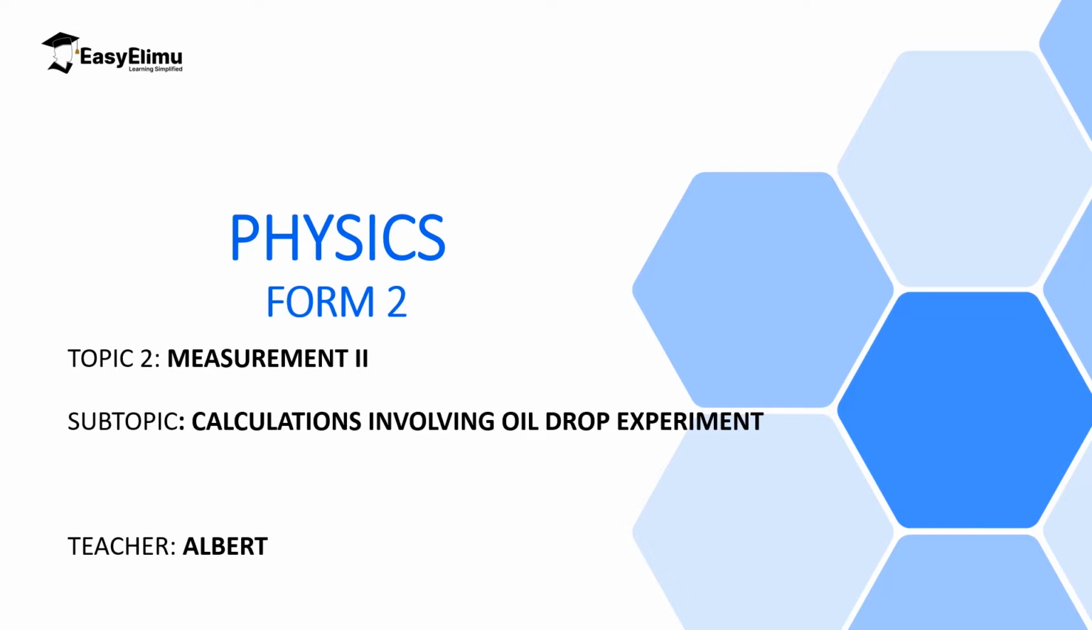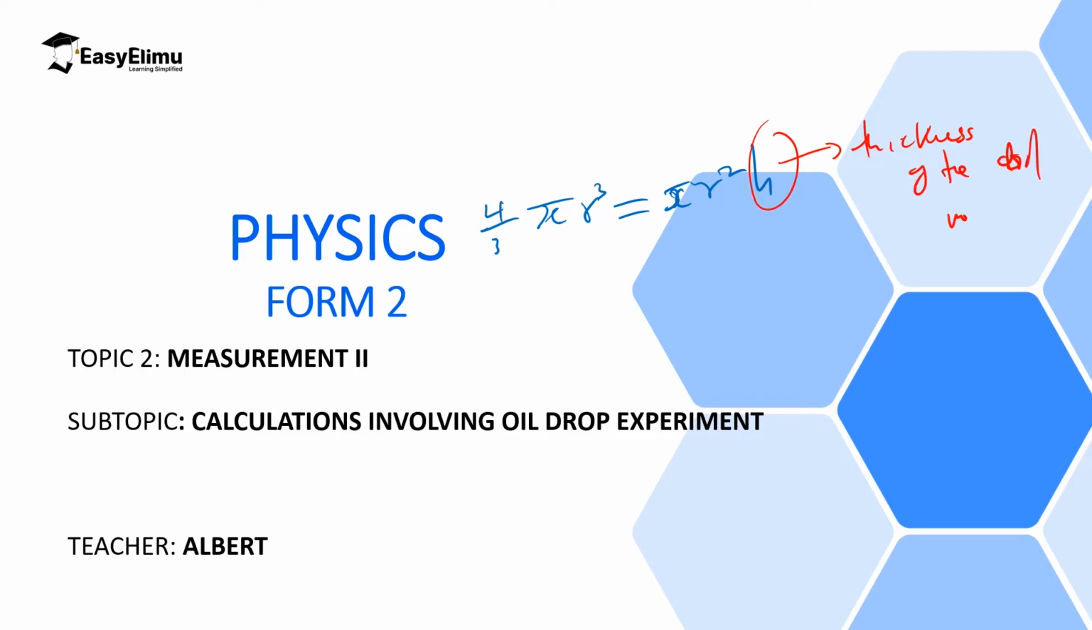In the previous lesson, we discussed the oil drop experiment, and what we realized is that the volume of the oil drop, which is spherical in shape, and its volume is obtained as 4 over 3 pi r cubed, will be the same as the volume of the patch which will be formed, which will be in cylindrical shape, and the volume can be obtained as pi r squared h, and in this case this h will represent the thickness of the oil molecule. So in this lesson we are going to discuss more questions concerning the oil drop experiment.